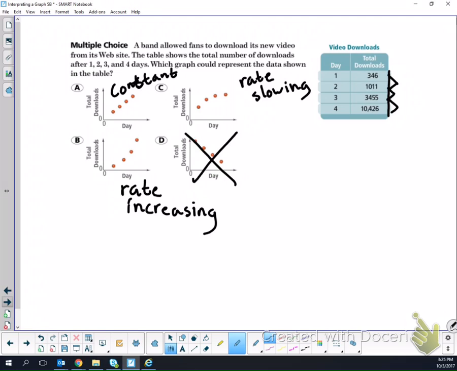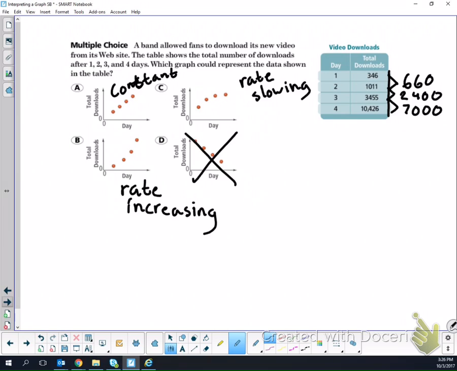Now, I'm not going to do some hard numbers here. I'm just going to take a look and approximate this. So it went from 340 to about 1,000. So after the first day, they gained 660 more downloads. Then from 1,000 to about 3,400, so then they went up by about 2,400 downloads. And then from 3,400 to 10,400, so they gained about 7,000 more downloads at that point.